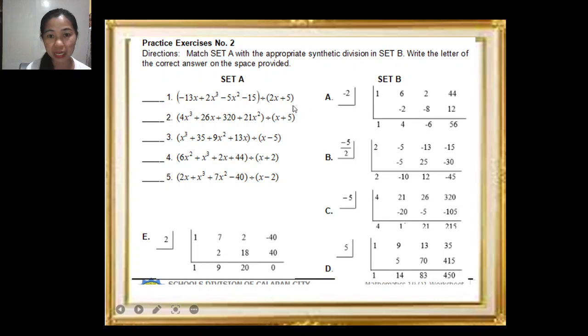So, again, sabi ko kanina, kailangan nakasulat muna ng standard form yung dividend. And then, saka natin kukuhanin yung mga coefficients. At kapag may missing term, pinapalitan ng 0. Tapos, yung value ng r, equate natin sa 0 yung binomial, then solve for x. At yun ang ating value ng r. And then, bring down, multiply, add, multiply, add, multiply, add. Ganun lang lagi yung procedure. So, imamatch nyo lang yung set A dun sa set B. Napakadali nito. Okay? I hope na makuha ang tamang sagot dito.